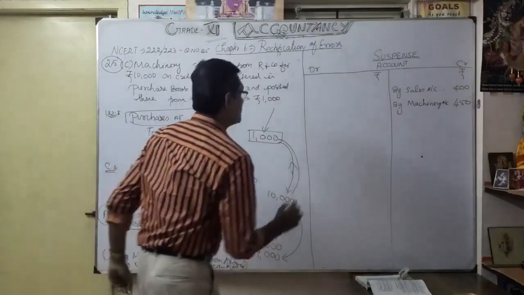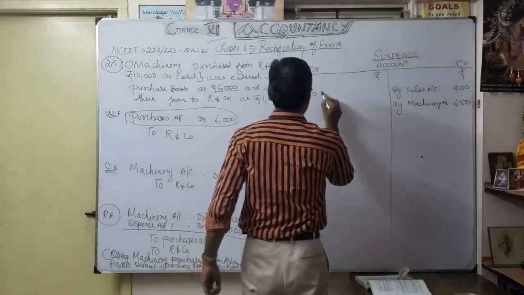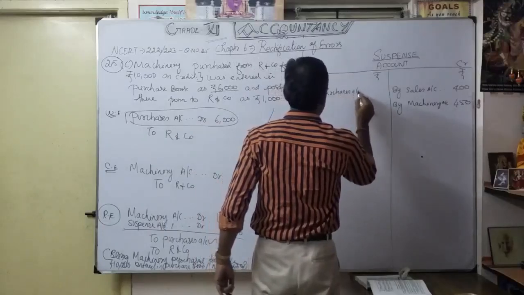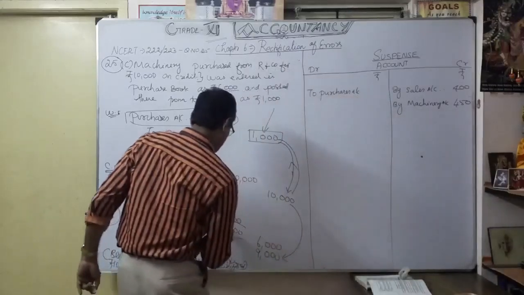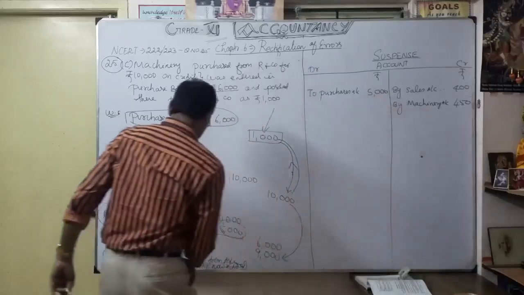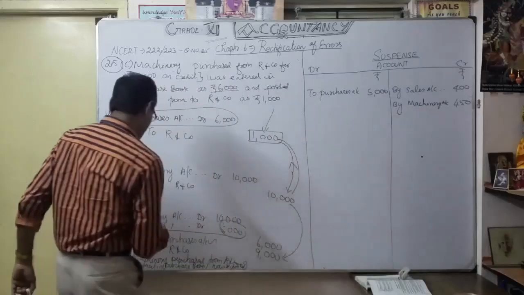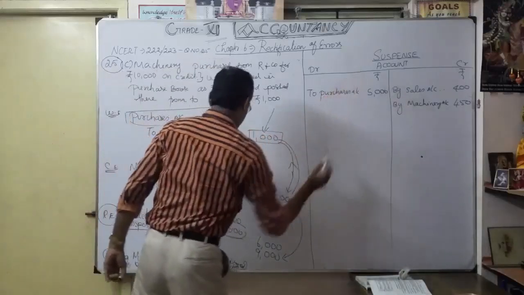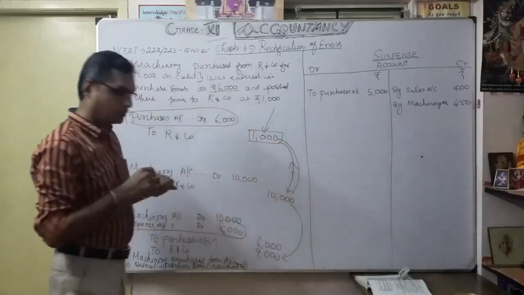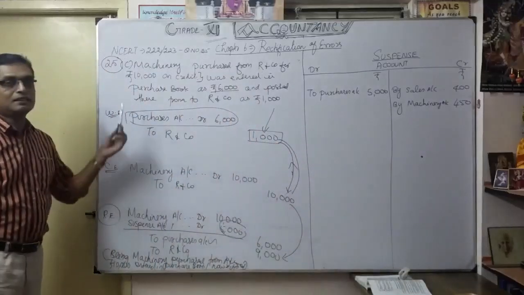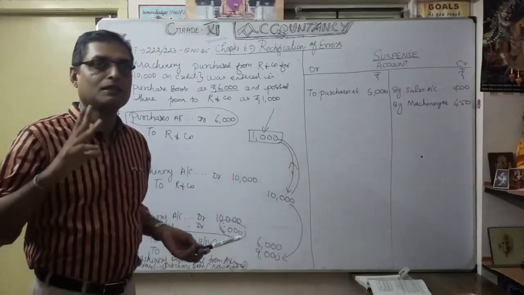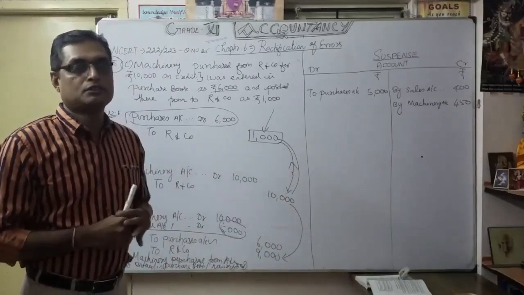We have to write to purchases account. How much? This value, 5,000. So 5,000, as a suspense account base, I have to write to purchase account 5,000. Now understood? That's your third entry transaction. It's very interesting, very important. Here are two types of error: one is error of principle and error of commission also.